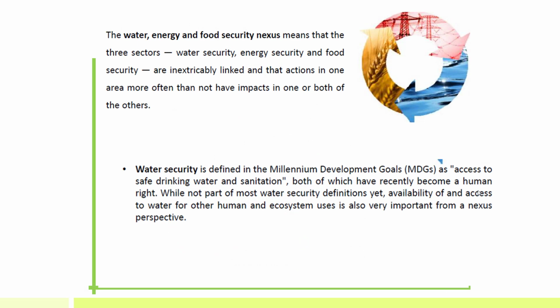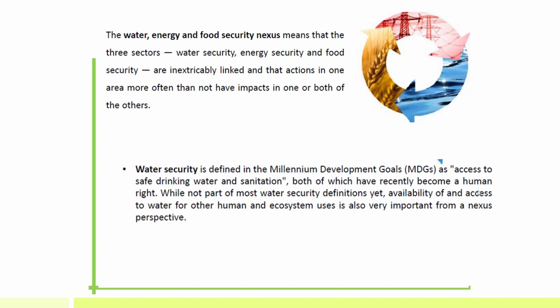And so the energy and food security nexus along with water means that these three sectors, water security, energy security, and food security, are inextricably linked. So while we may create maps that are showing parts of it, the actions in one area have impacts in one or both of the other areas. We're going to look at each of these three, and I am copying passages from the Millennial Development Goals specifically for you to get the full impact.